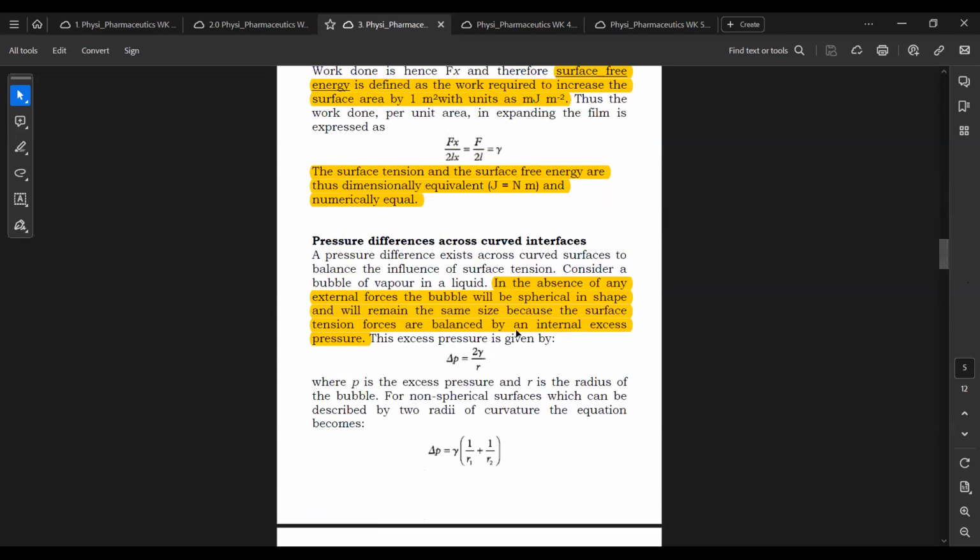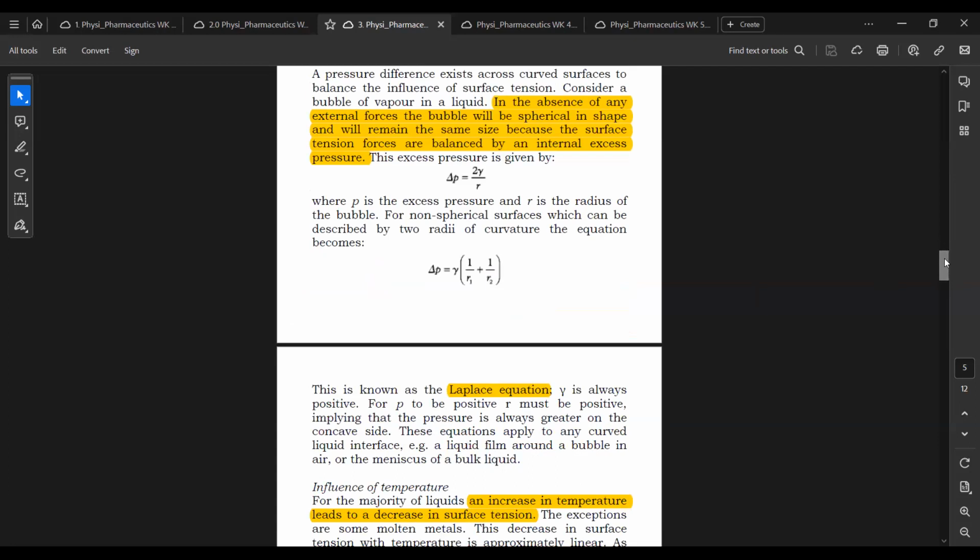Okay, this was basically talking about the Laplace equation, where if you have a bubble, it experiences pressure differences. The bubble itself is capped, so it experiences internal pressure and external atmospheric pressure. In the absence of any external forces, the bubble will be spherical in shape and it will remain the same size because the surface tension forces are balanced by an internal excess pressure. So they balance out, and that's why the bubble remains as it is.